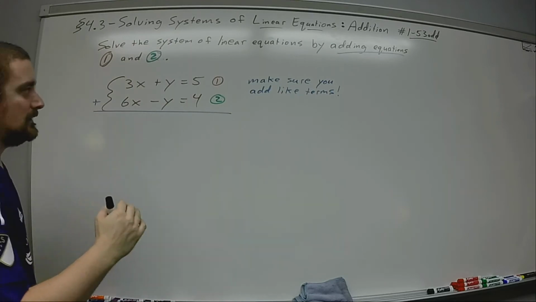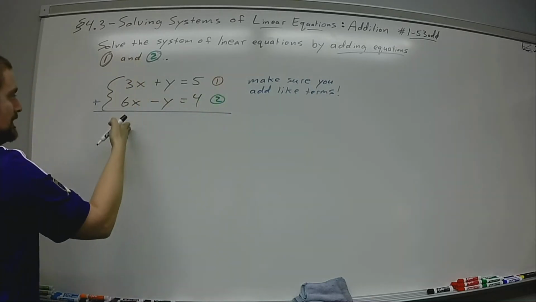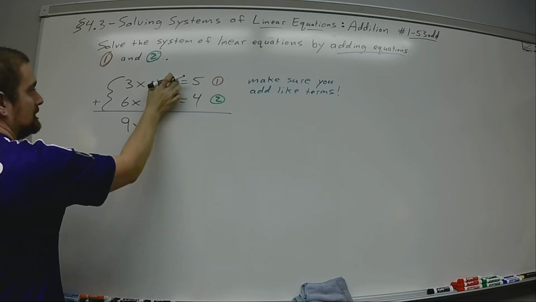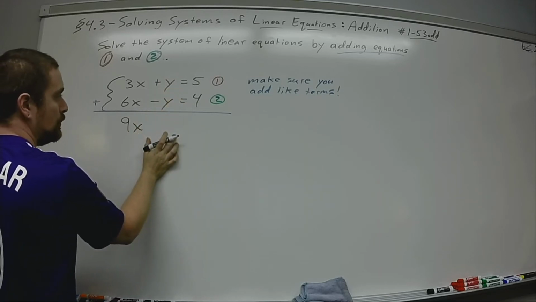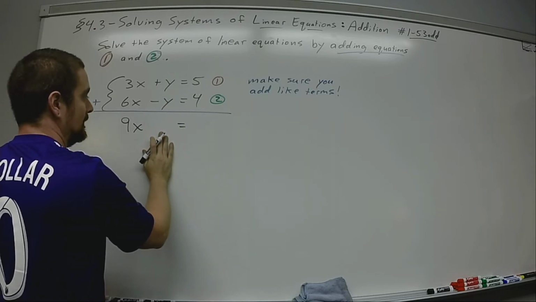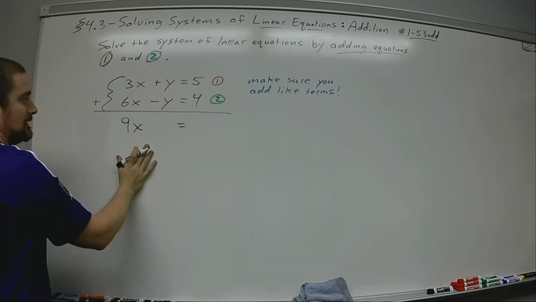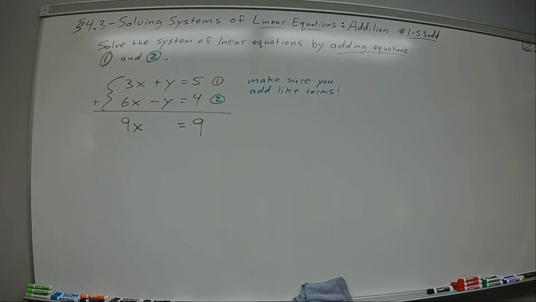So when I add these two equations together, equation 1 and equation 2, 3x plus 6x gives me 9x. Positive y minus y just cancel each other out, so there's no more y's. You can see now why they call it the elimination method. I've eliminated y. And then on the right-hand side, if I add the left-hand side together, then I have to add the right-hand side together. 5 plus 4 is 9.